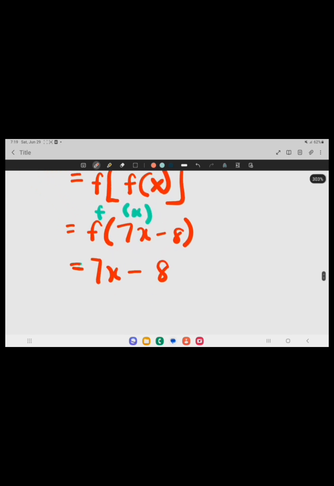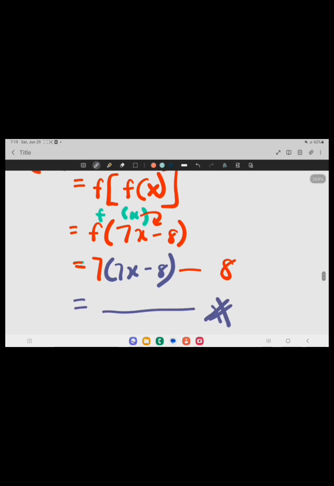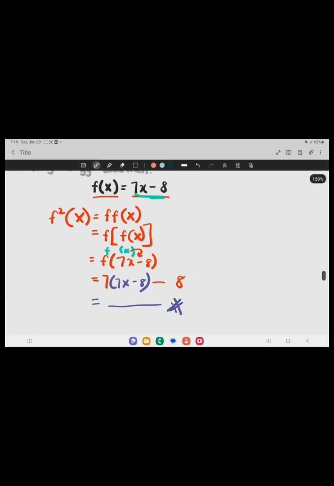So again, is this correct? No. Why? Because we don't want to find f(x). We want to find f squared(x). So what the question did is just replace the x with 7x minus 8, right? So just erase the x and then replace it with 7x minus 8. And then expand this, you will get the answer. This one I let you do. Just solve it and then you'll get the final answer. So that's it.